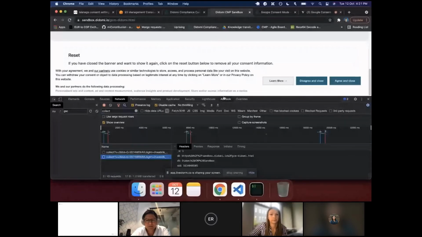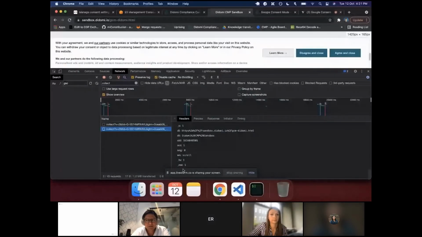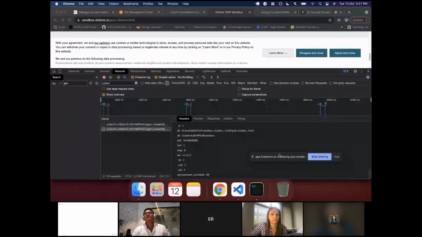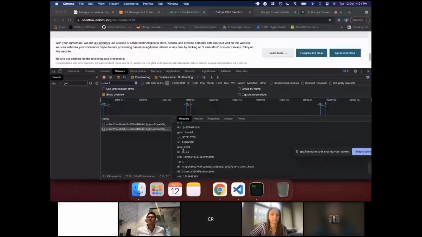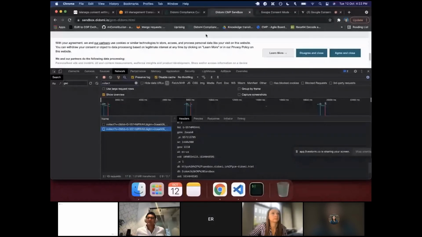We look for the GCS parameter. Let me find it. And we see G1, we find it here. G1 is going to be a fixed part of this parameter. And we have 1 for one of the consent types and 0 for the other, which means granted or denied. Now we know that the default status are being set. Now we want to check that the user choices are being reflected and sent to Google Consent Mode.